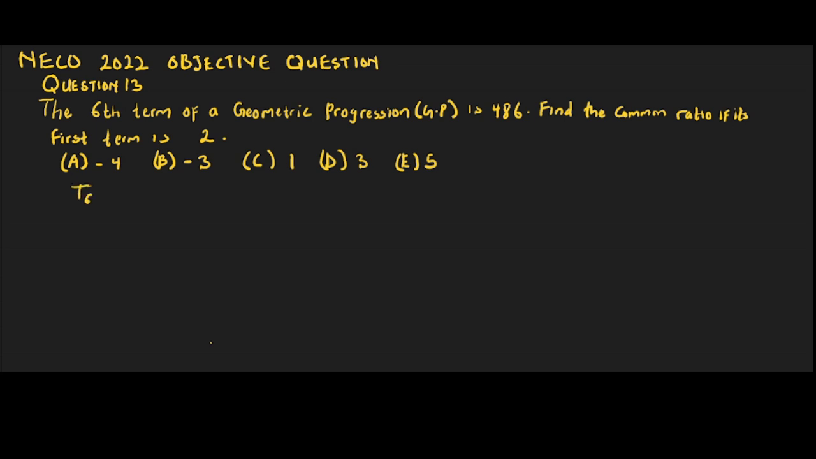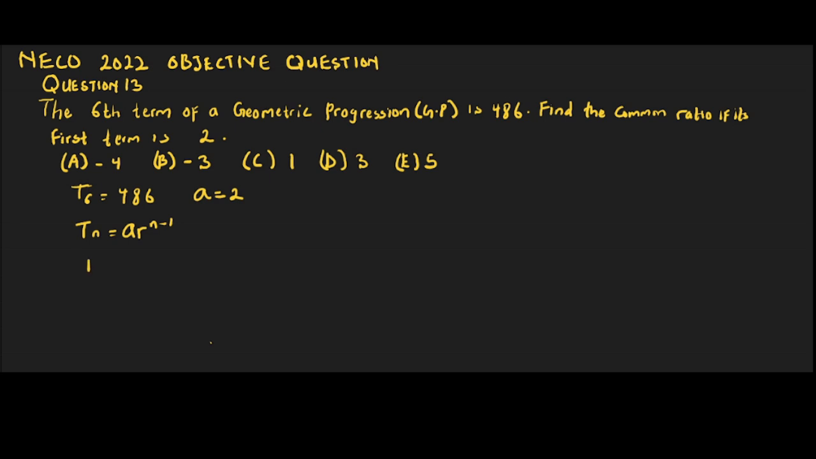That means that our T6 is equal to 486. And the question also gave us our first term, that our first term a is equal to 2. That's for the first term. They asked us to find the common ratio. And we know that the formula for the nth term of a geometric progression is ar^(n-1).